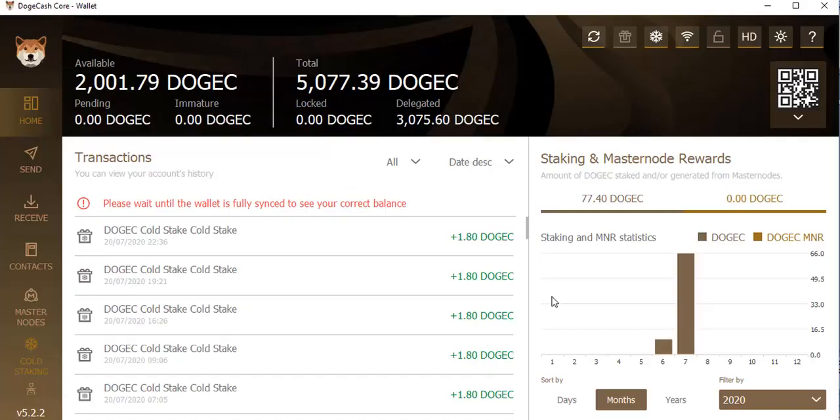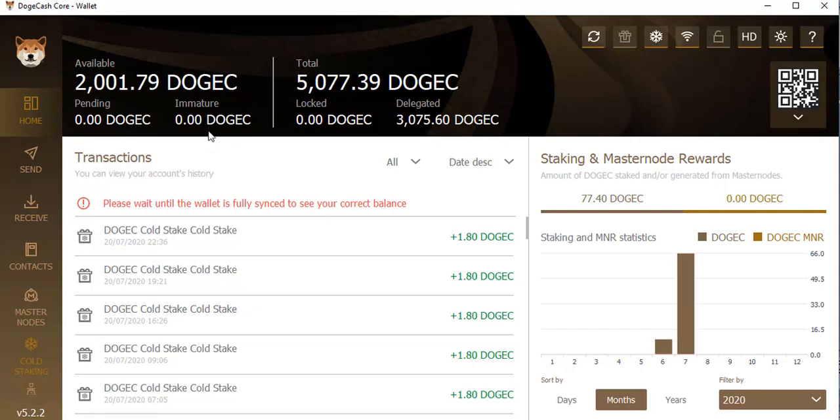Example here, we have the Dog Cash. So this is actually my Dog Cash wallet that I use to stake Dog Cash. This is the example of a Dog Cash wallet. As you can see, I'm using it to store my Dog Cash. Then you can say also that I'm holding some bag of Dog Cash here. Alright, so this is the example of what we call bag holder and also what we call wallet.